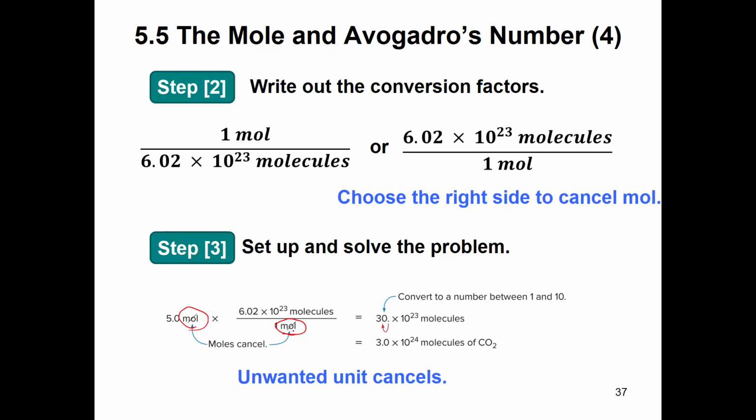So to make sure that moles cancel, because if I put moles up here, I'd have moles squared over molecules, which would not help me. So that way my moles will cancel when I make this calculation. So 5 moles times 6.02 times 10 to the 23rd molecules per mole will give me 30 times 10 to the 23rd molecules, or 3.0 times 10 to the 24th molecules of carbon dioxide. Because I got rid of my moles and I was left with the correct unit, which was molecules.